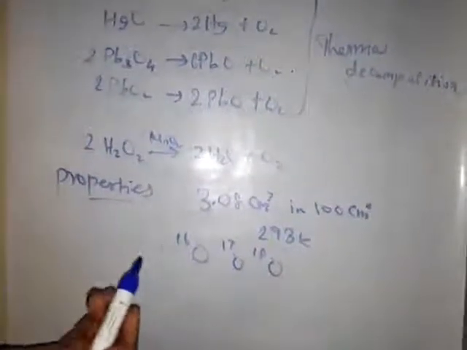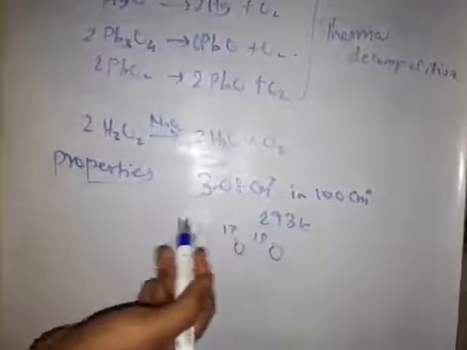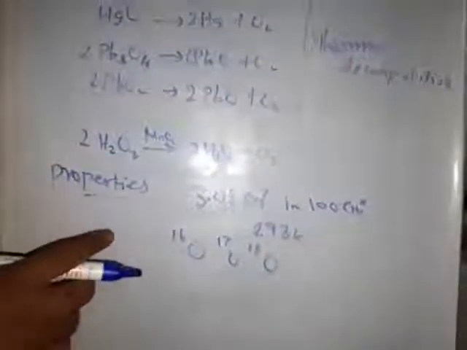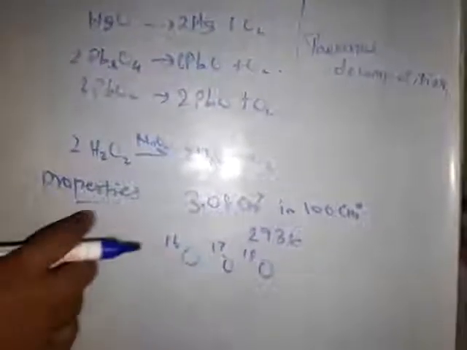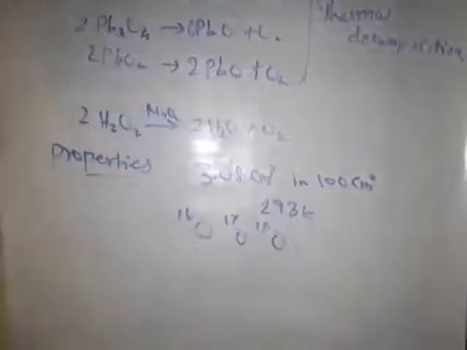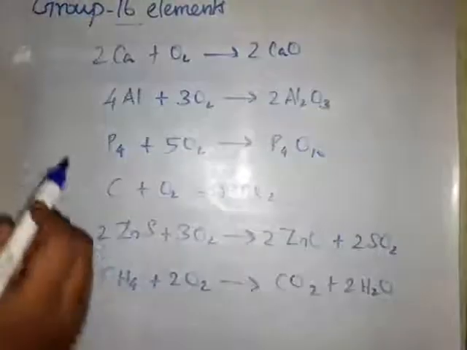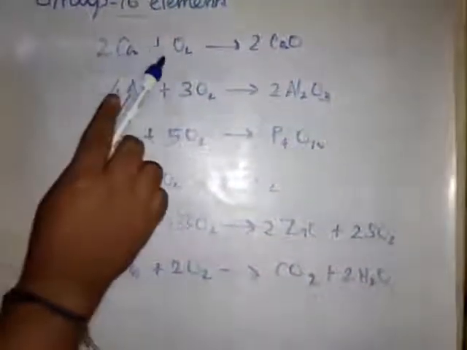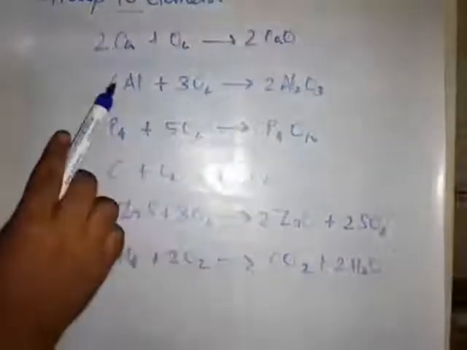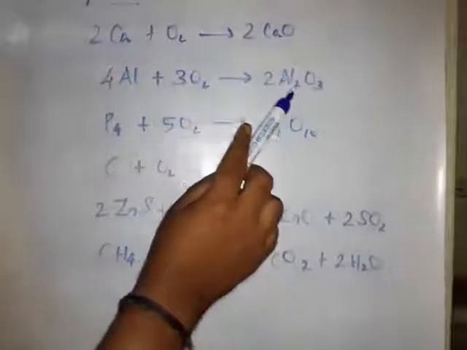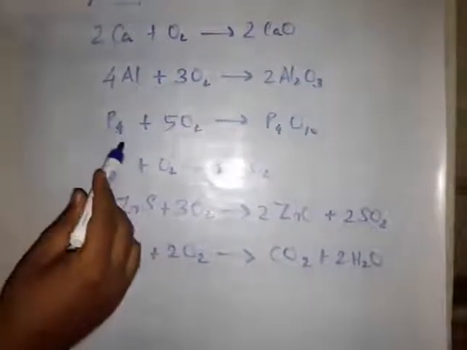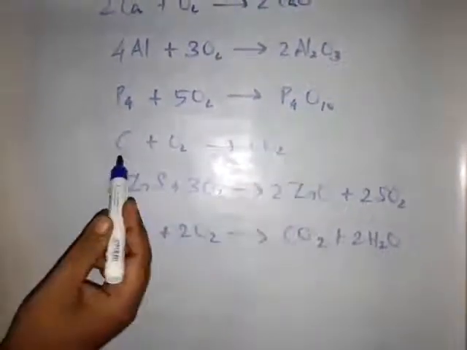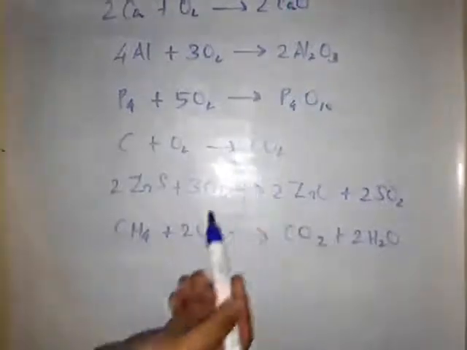Some noble gases also. The combination with other elements is often strongly exothermic, which helps in sustaining the reaction. We will see some reactions of dioxygen with metals and non-metals. Calcium reacts with oxygen to form calcium oxide. Similarly, aluminum reacts with oxygen to form aluminum oxide. Phosphorus, a non-metal, reacts with oxygen to form phosphorus pentoxide, in dimer form. Carbon reacts with oxygen to form carbon dioxide.